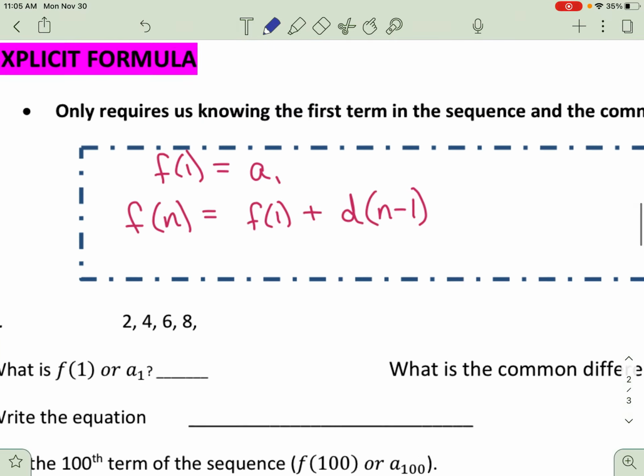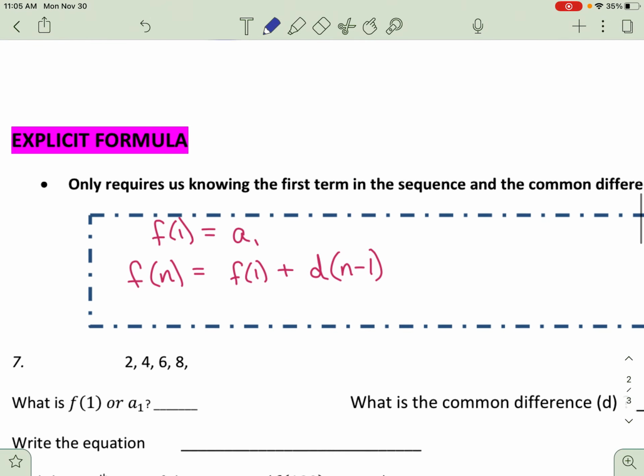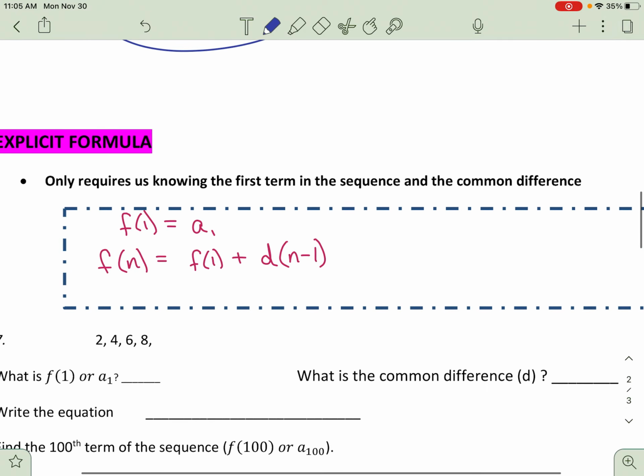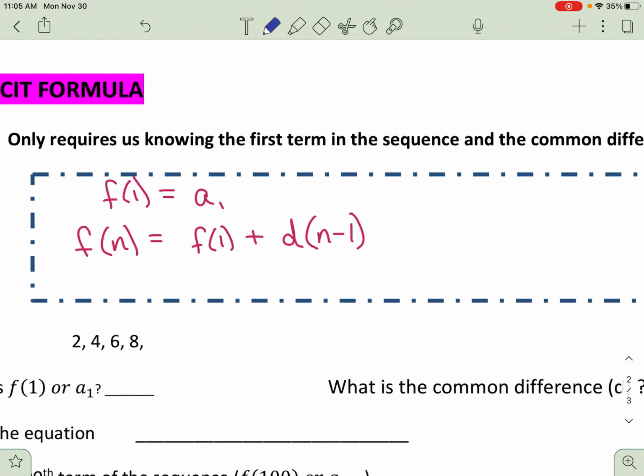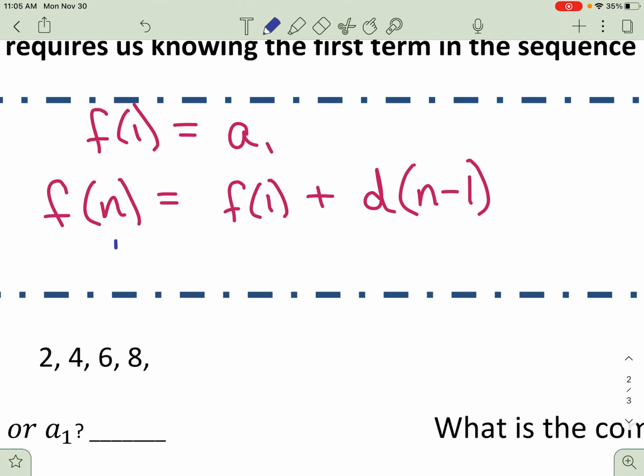All right, the explicit formula is a little bit different, because with the explicit formula, you can actually predict all the way out to a specific term, and it uses some multiplication. So again, you have your first term, you have to state your first term, and then in order to find the nth term, you take the first term, and then you add it to the common difference multiplied by n minus 1.